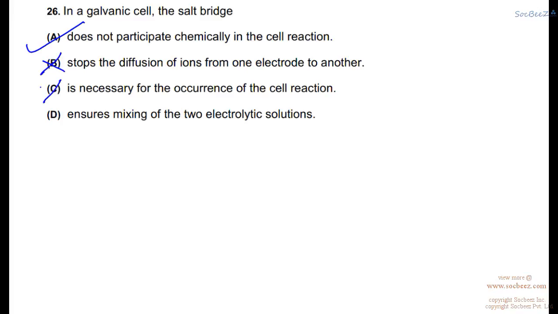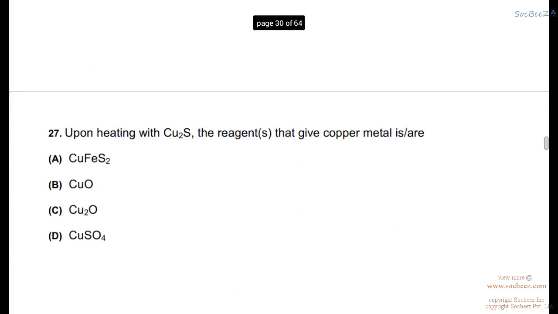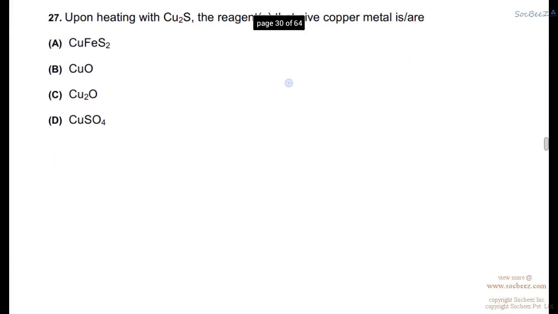It is not necessary for the occurrence of cell reaction. The cell reaction depends on E0 value, and hence option C is also the incorrect option. It ensures mixing of two electrolytic solutions. No, it is certainly not the correct answer. It ensures that two electrolytic solutions do not get mixed. Okay, so now let's move on to another question. Upon heating with Cu2S, the reagents that give copper metal are.